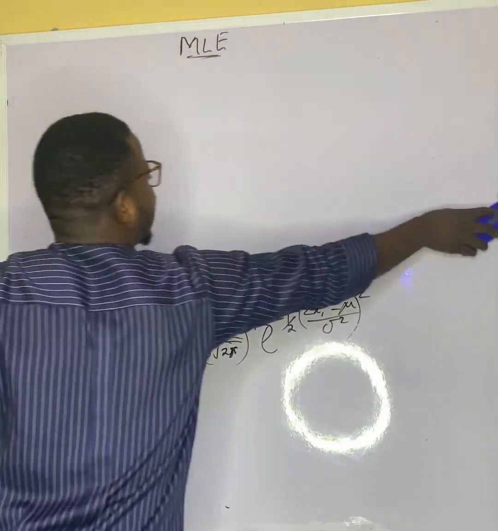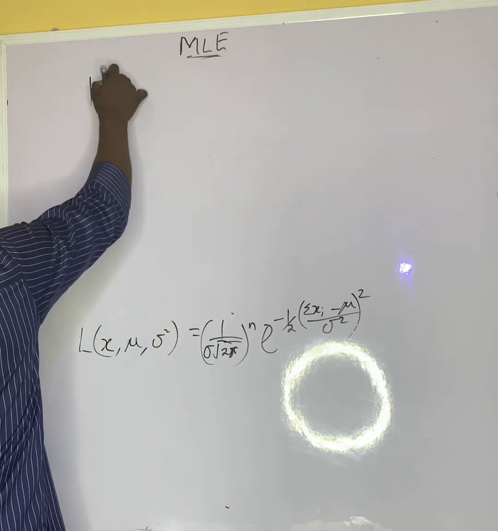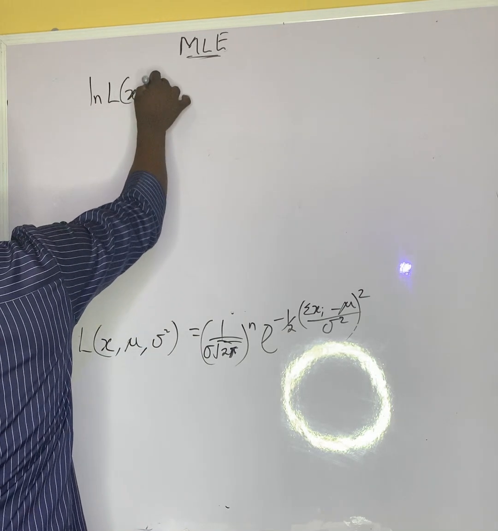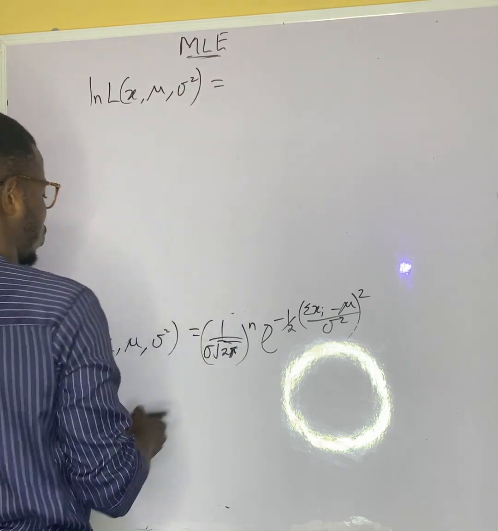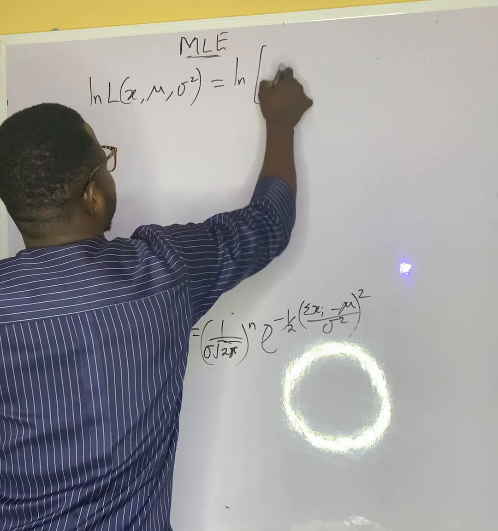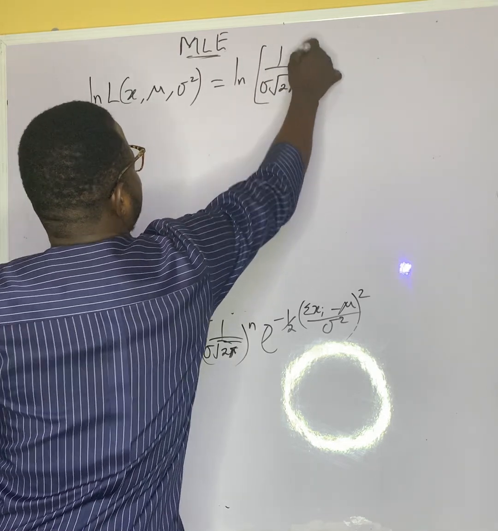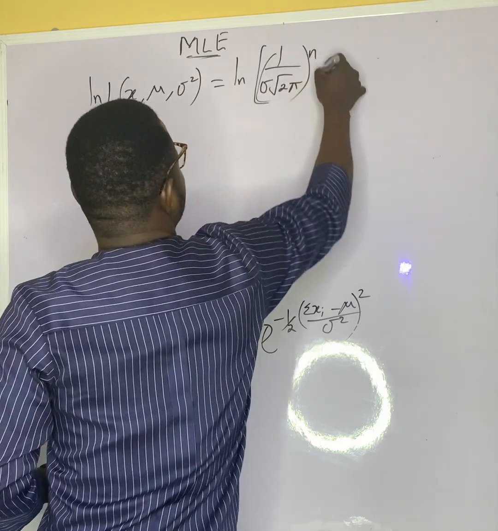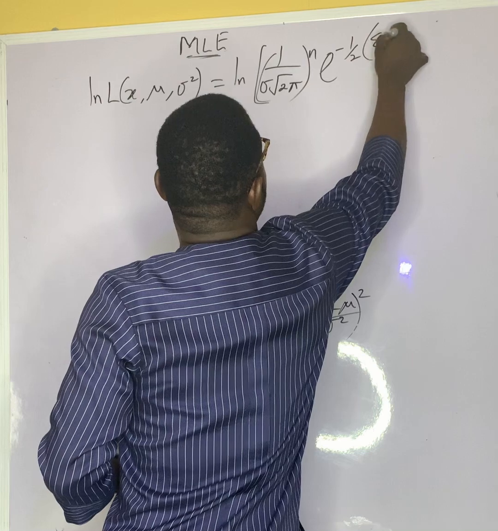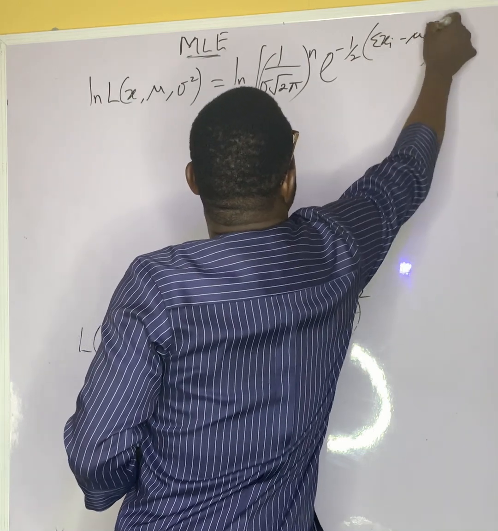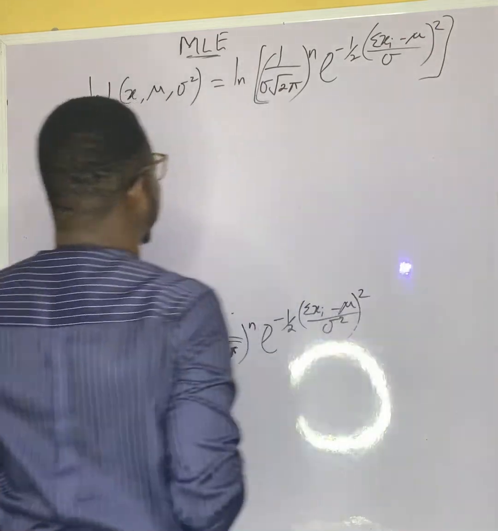and before we differentiate that one, we need to obtain the natural log. So to obtain the log of this, we have ln L of x, mu, sigma square is equal to ln of (1 over sigma square root of 2 pi) raised to the power of n, then we have exponential minus 1 over 2 summation of (xi minus mu) raised to the power of 2 over sigma square, so we enclose a bracket.